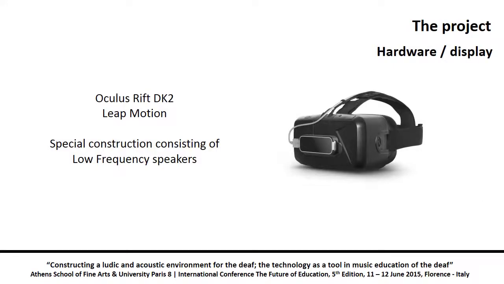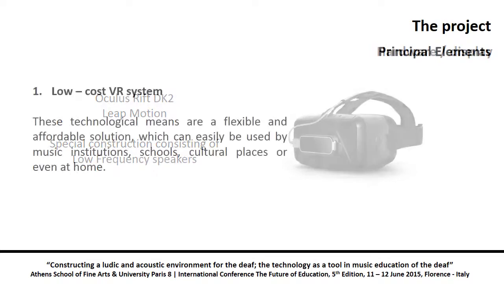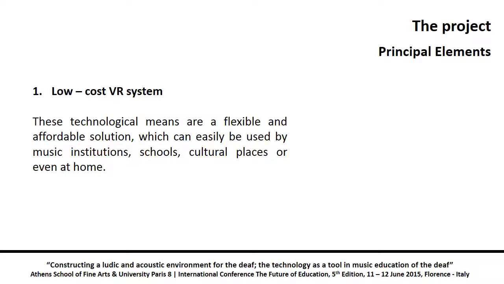The system Immersense: Step into the World of Sound consists of a composite immersive visual and sound vibration system. For its realization, the Oculus Rift DK2 was selected, combined with the Leap Motion for the hand movement tracking. Additionally, there is a special construction, consisting of low-frequency speakers which surround the user at a certain position and at a certain distance in order to transmit the sound vibrations properly.